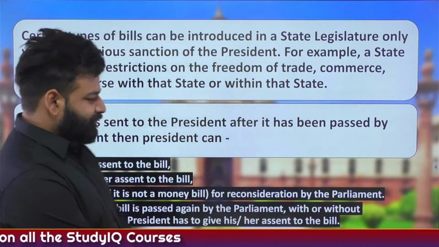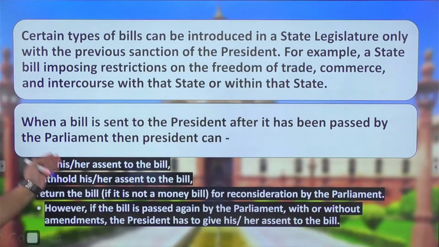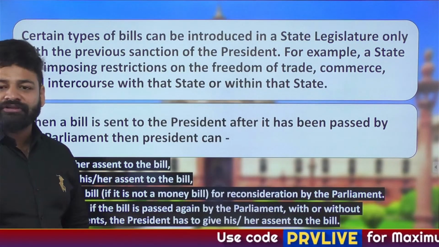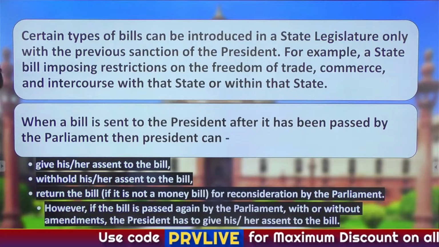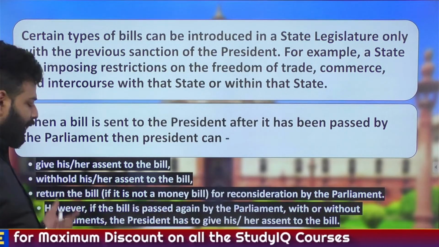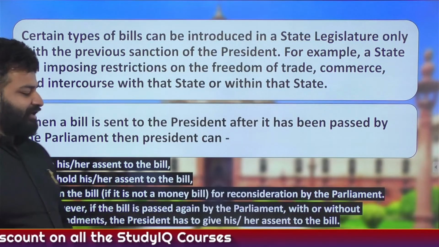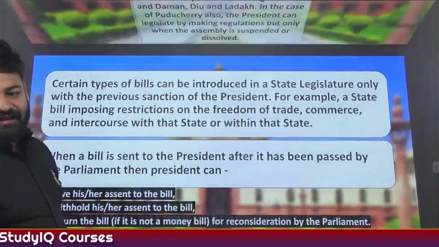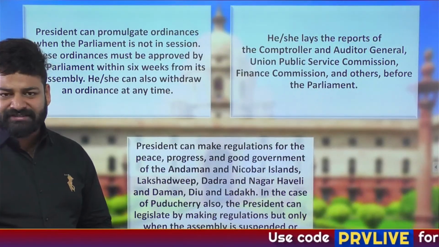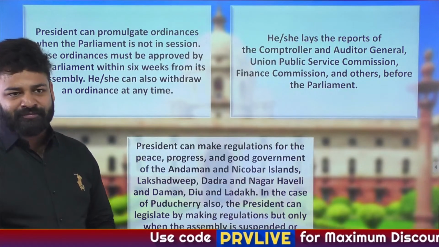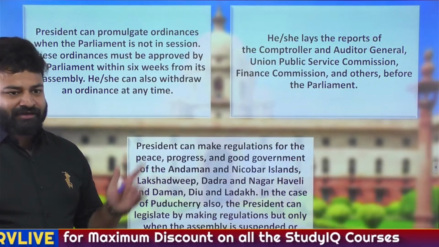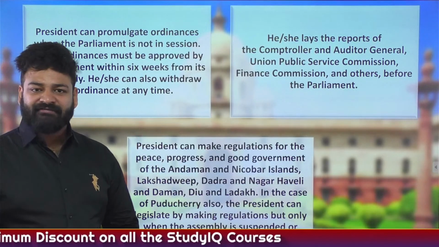As of now, to provide the teaser here, the president has three options: give the assent, withhold the assent, and send the bill for reconsideration to the parliament. However, if the bill is passed again by the parliament, with or without amendments, then the president has to give the assent at the next stage. So these are the types of vetoes the president of India, and the governors too with regard to the state legislative assembly, have. And in detail, the session is coming up at 5 p.m.